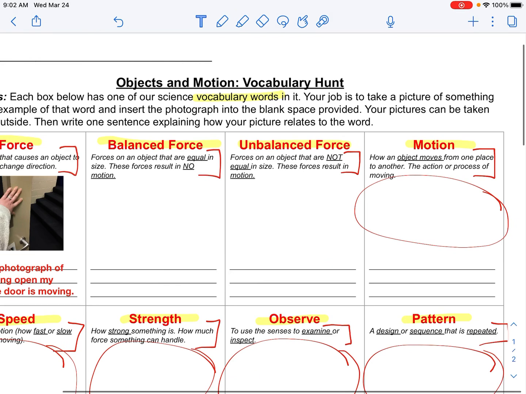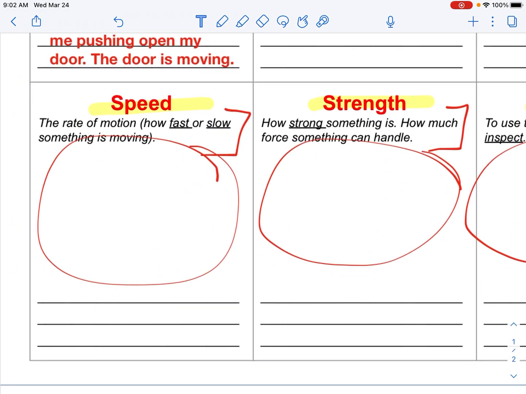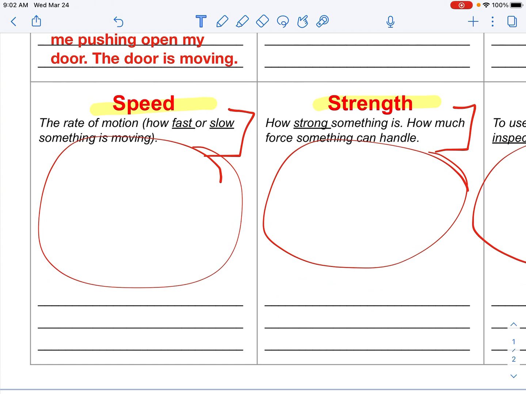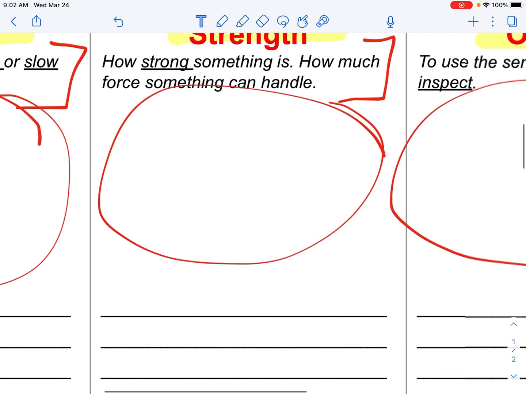Now, I could also use the door one for motion. Should I use the same picture three times? No, I can find different ways to demonstrate forces, unbalanced forces, motion that wouldn't result in the same exact photo. I can do some different things. Speed is how fast or slow something is moving, so maybe you see a car driving down your street and you take a picture and you talk about how it was moving slowly. Strength, how strong something is, right?